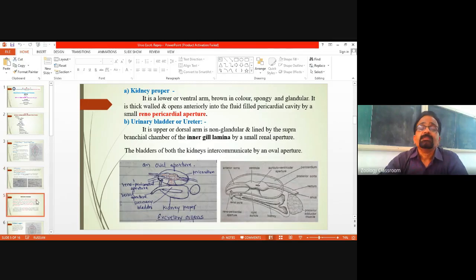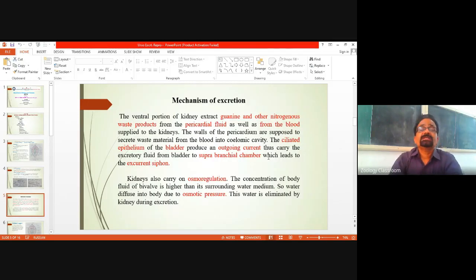Okay. Now, the mechanism of excretion. How does the excretion process occur? The ventral portion of the kidney, that is the kidney proper, extracts guanine. This is important. The word guanine is part of an MCQ. The excretory product in the form of guanine is extracted by the ventral portion of the kidney along with other nitrogenous waste products from the pericardial fluid.